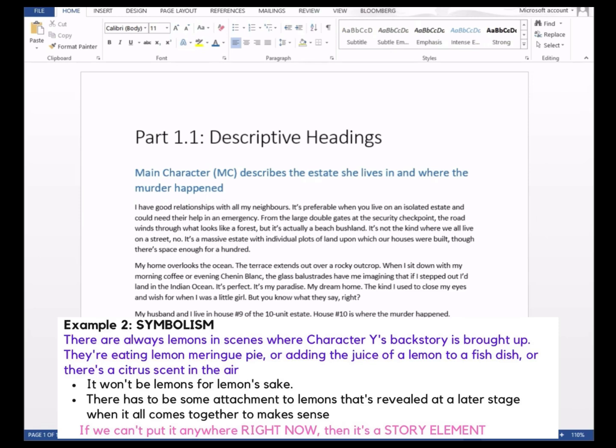I'll say it again. If we have an idea that's a concept and we can't put it anywhere right now, but we know it will enrich and add depth to our storytelling capabilities, then it's a story element, and we'll make a note of it now to include it at a later stage when the story, characters, and setting allow us to do so in a cohesive way that will blow the reader's mind.